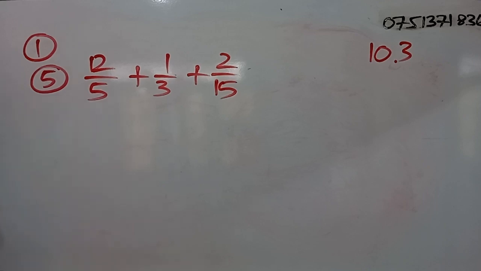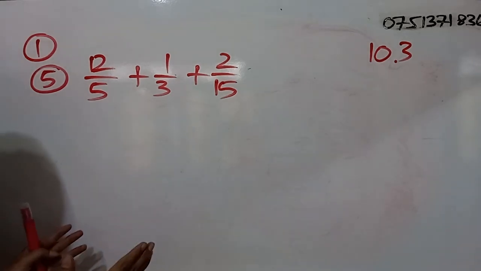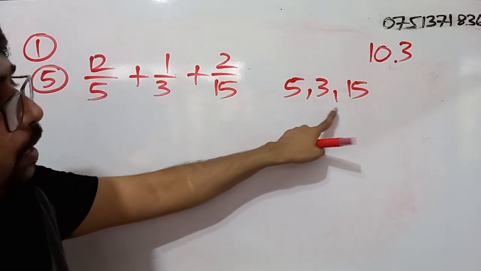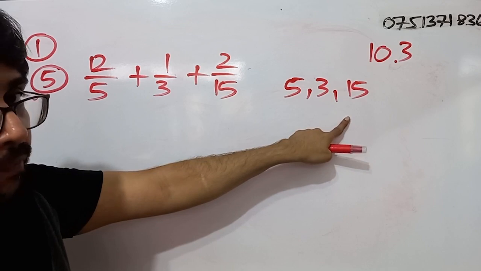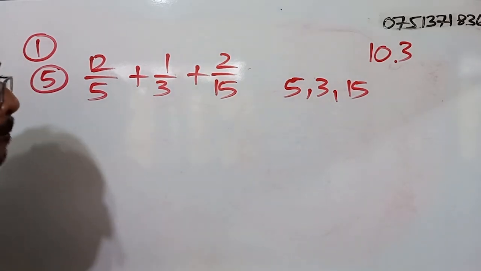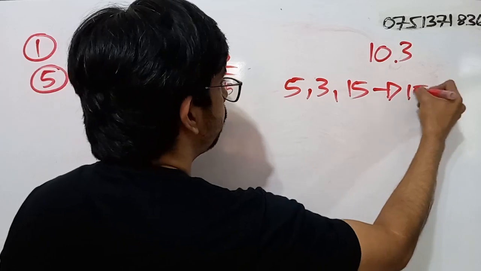Right, so in the next question, we have three fractions where the denominators are different. These are the three denominator numbers. The easiest way is to come up with the LCM of these three numbers, which will be what? In this case, it will be 15.